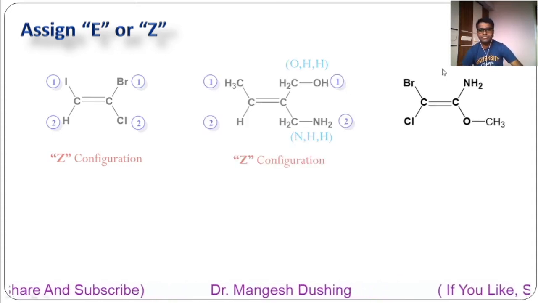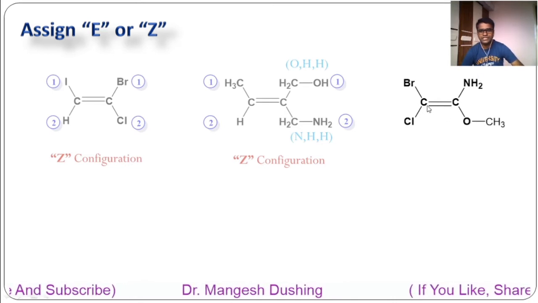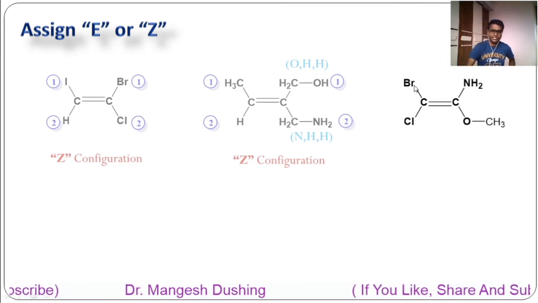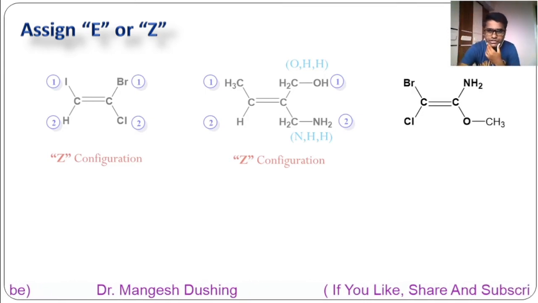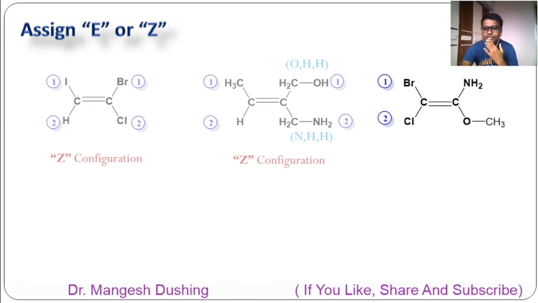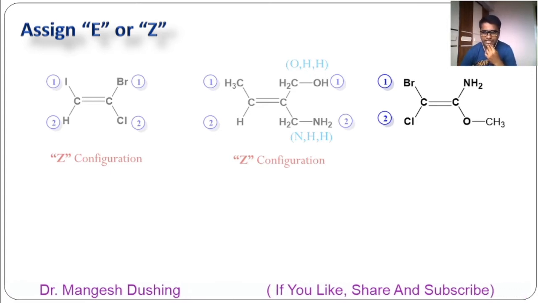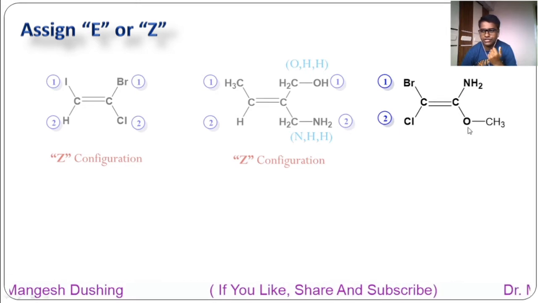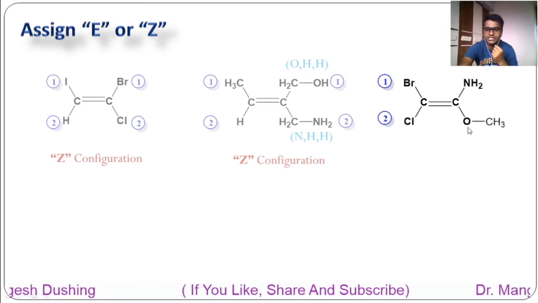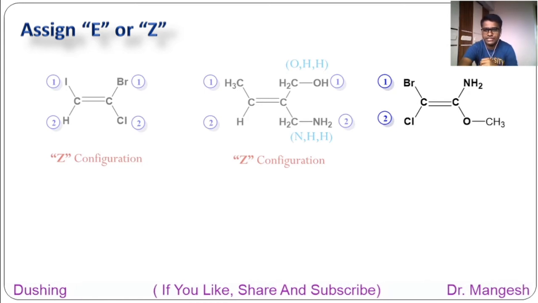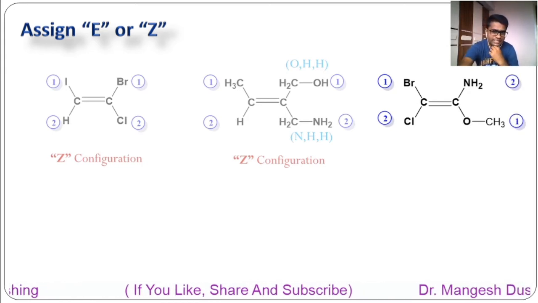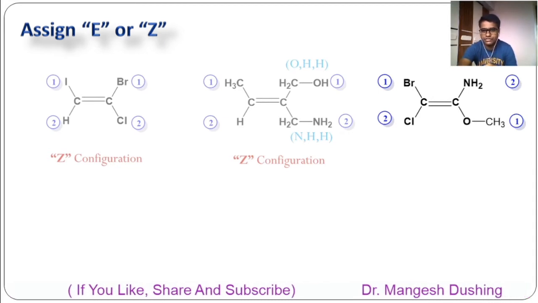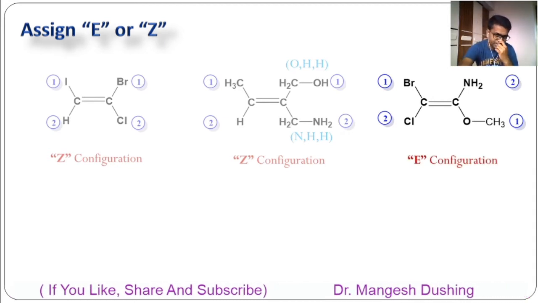Next is this one. See, this is a simple example again. Carbon attached to bromine and chlorine. Bromine atomic number is 35 while chlorine is only 17. So bromine will get the first priority while chlorine will get the second priority. In this case also the same. One atom is nitrogen, the other first atom is oxygen. Oxygen has a higher atomic number, that is 8, 7 for nitrogen. So oxygen will get the first priority and nitrogen will get the second. Now in this case, similar groups are on the opposite sides of the double bond. So this must be the E isomer, correct.